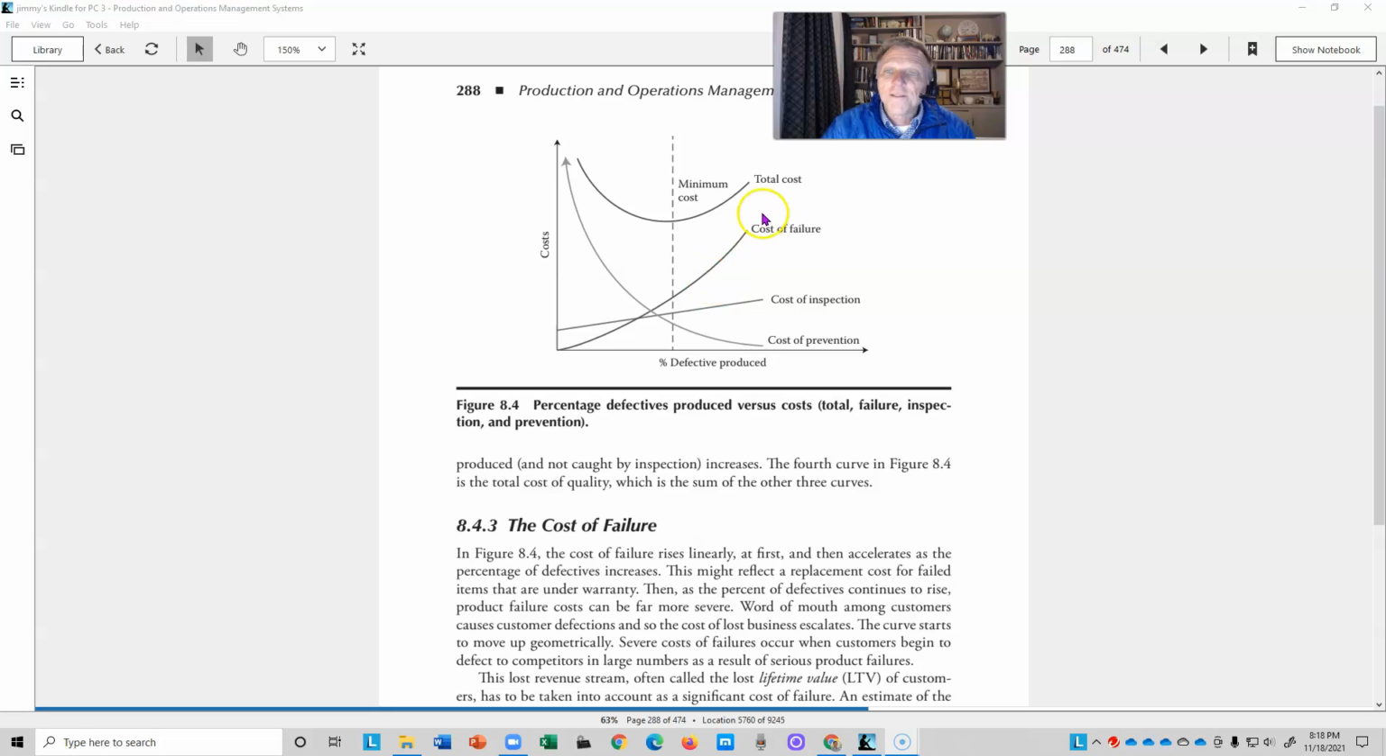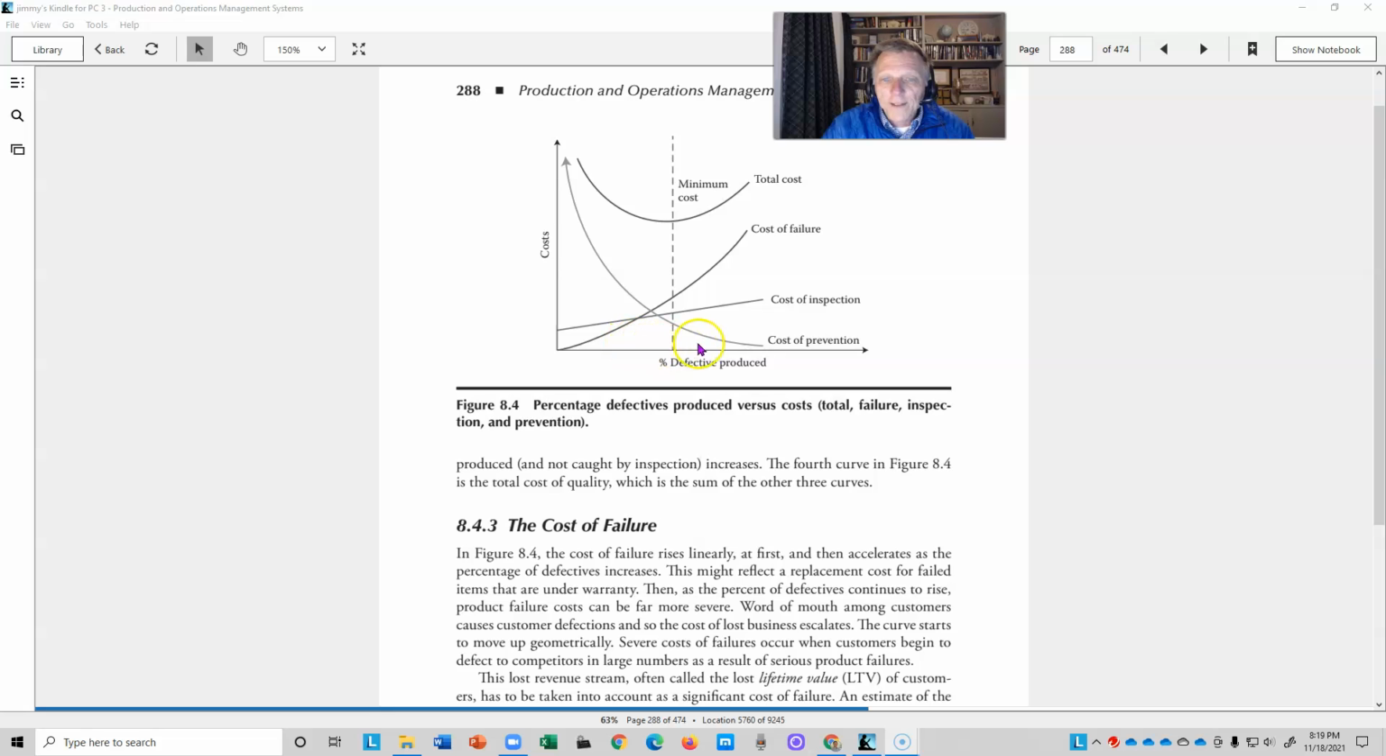Then there's the cost of failure. Think of it as the cost of a failed product getting to your customer. Inspection has failed because you can't inspect 100% in; you're going to let some through. Then you get into cost of failure. They're showing cost of failure as exponential. I noted in some of the reading that it may or may not be exponential, but let's go with exponential, as it seems to be my experience.